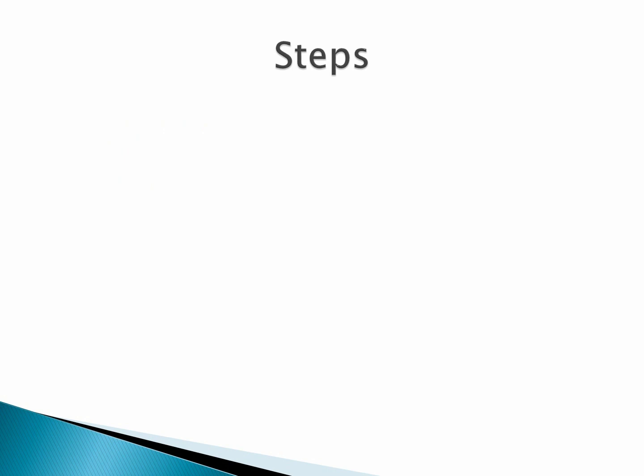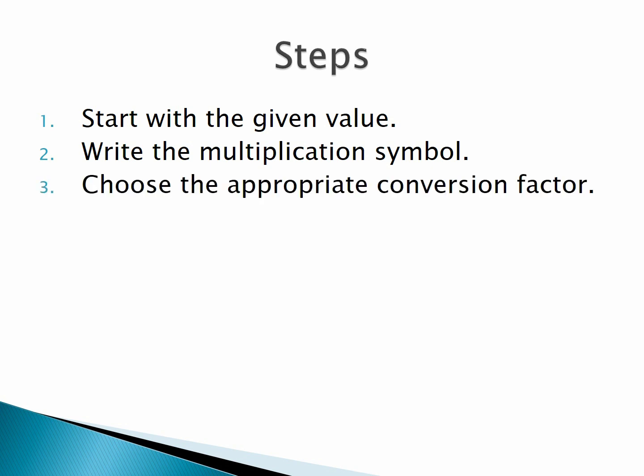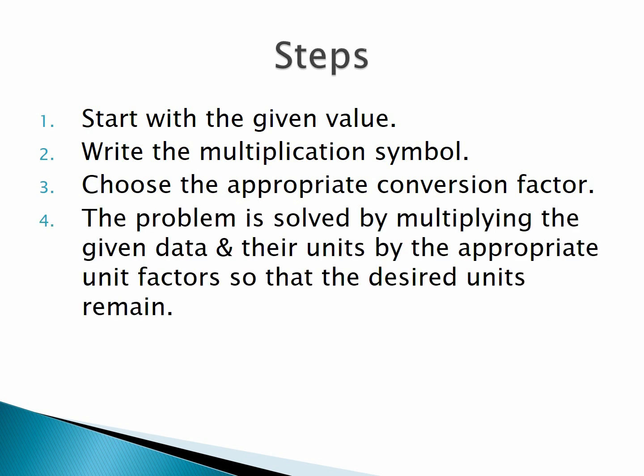These are the steps to follow when doing dimensional analysis. First, you start with the given value. Then you write the multiplication symbol. Choose the appropriate conversion factor. The problem is solved by multiplying the given data and their units by the appropriate unit factors so the desired unit remains. And remember, cancel like units.